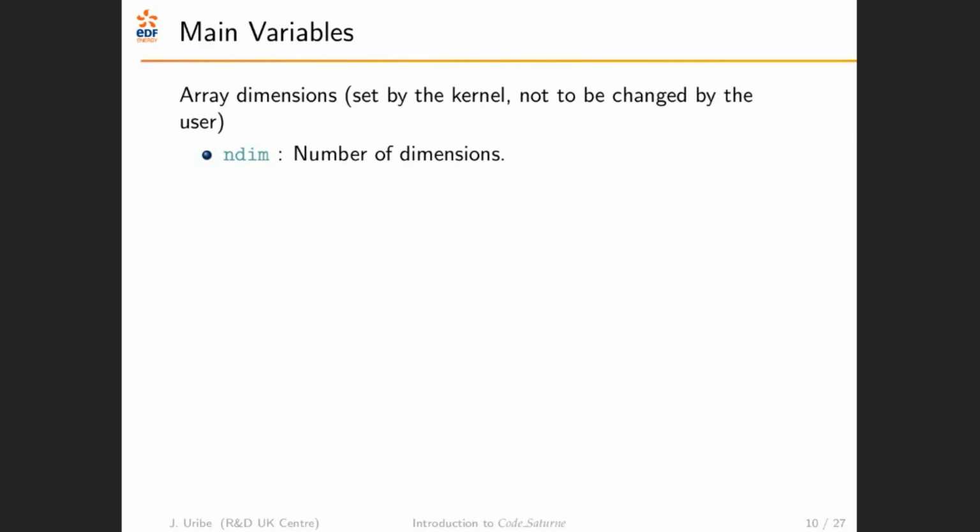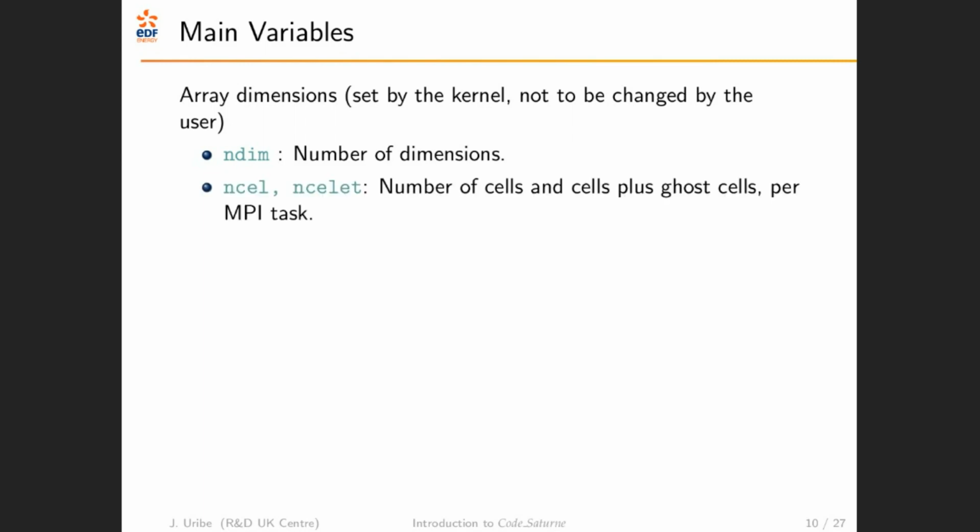So here's a list of some of the main variables. The full list is in the documentation. You'll see that most of the subroutines have ndim, which is the number of dimensions, which is always 3.